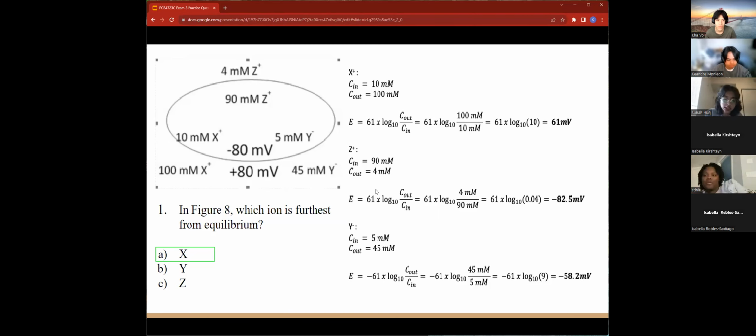Conversely, you could say that the Z plus ion is the closest to equilibrium. In questions like this, the Nernst potential of the ion tells you exactly what value the membrane potential needs to go to for the ion to be at equilibrium. If you wanted the X ion to be at equilibrium, you would need to find a way to get the membrane potential from -80 millivolts up to 61 millivolts. So that's question one.